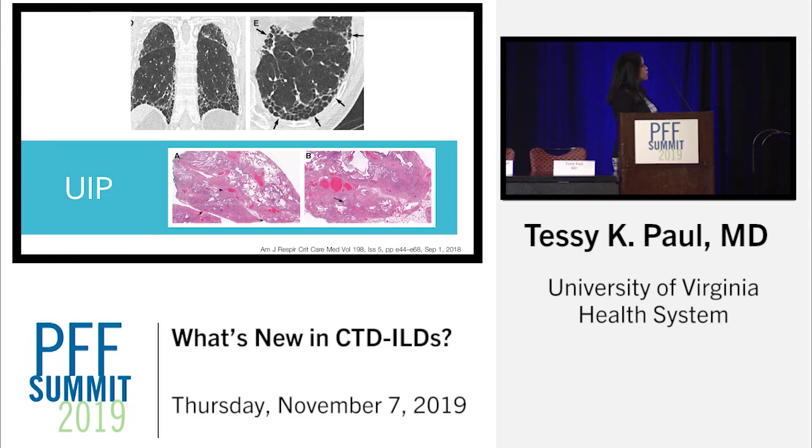And lastly, just to mention UIP, you heard a lot with Dr. Raghu earlier, so I won't delve into this too much, but essentially you have subpleural basal predominance with honeycomb changes, which can be seen in pathology as well as subpleural with architectural distortion, and you can see a fibroblastic foci here. And in general, there shouldn't be a predominant ground glass pattern.